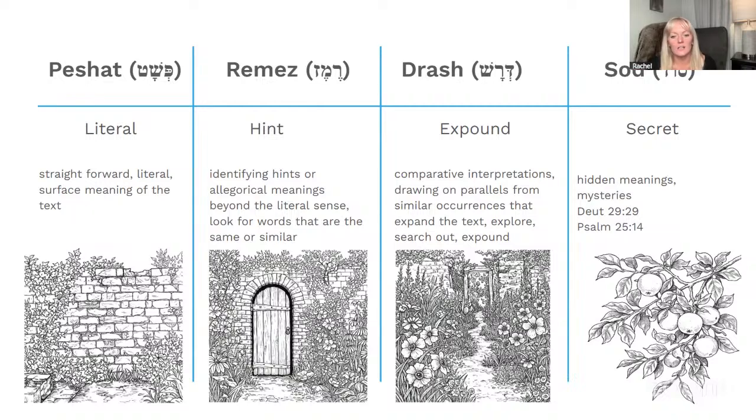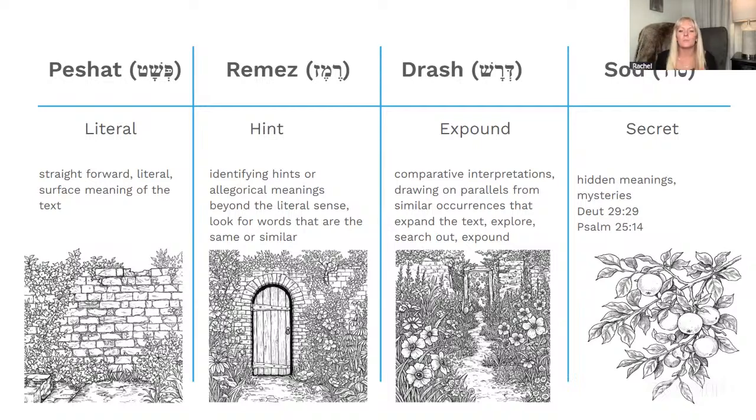You're just reading the text as it is, and you see it as a wall. But then the next layer, remez, is something that hints at more. If you're standing outside a secret garden looking at a wall, you might notice there's a doorway there. In this layer, beyond the literal sense, you look at some of the words, maybe start word searching things, and you see that it's hinting at more.